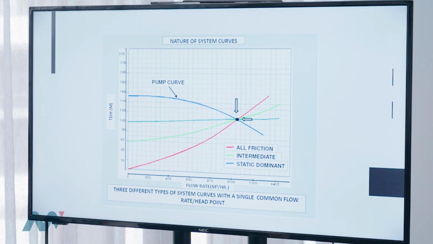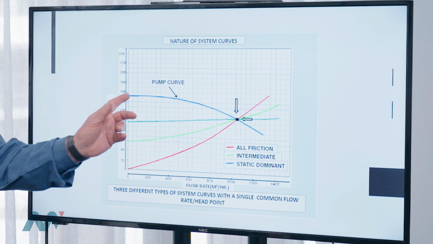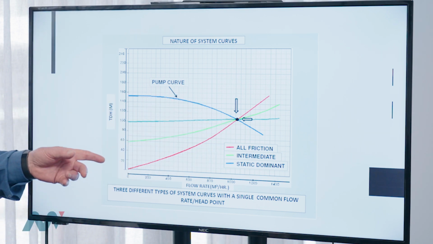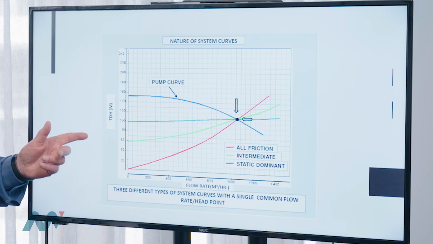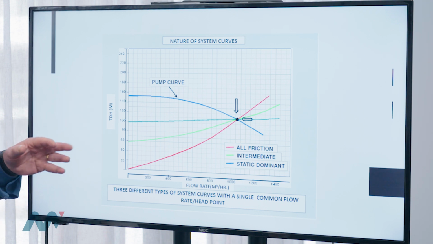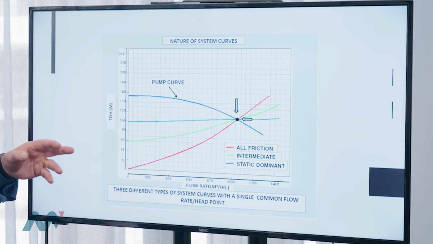So here we've got a duty that we're given, and this is our duty point. So that's the pump curve. And what I'm trying to illustrate here is that different systems give rise to different operations, not so much for the duty point, but for off-duty conditions.